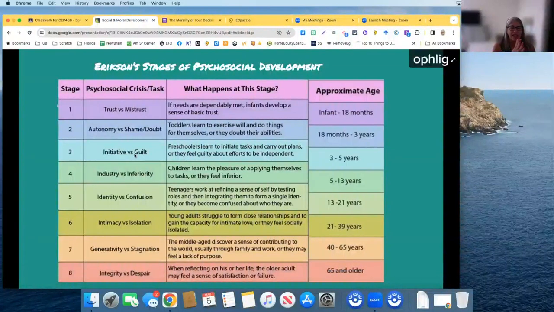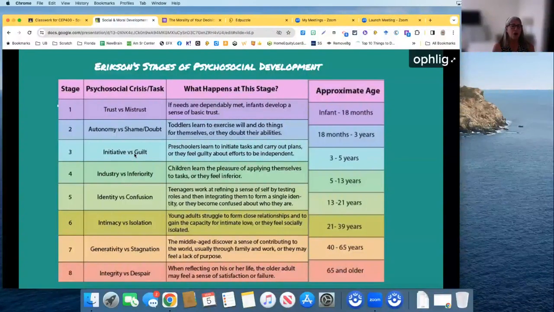And the first stage is trust versus mistrust. And this is where infants learn that they can trust those around them. If they don't learn that, then this is where we can have something that isn't developed properly. Your psychosocial development doesn't develop properly if you learn to mistrust the world when you're an infant.